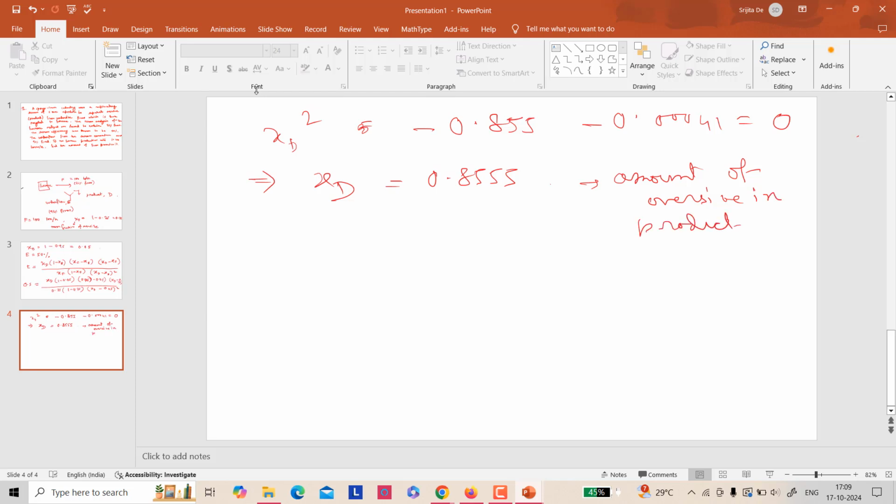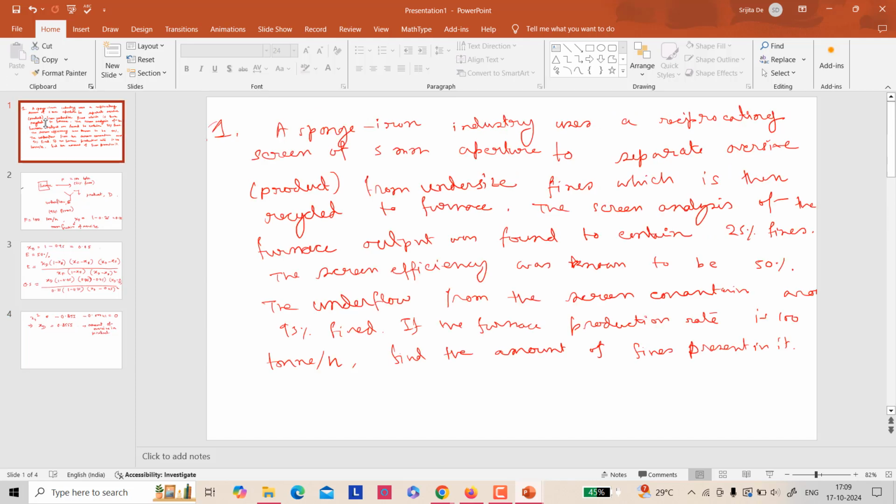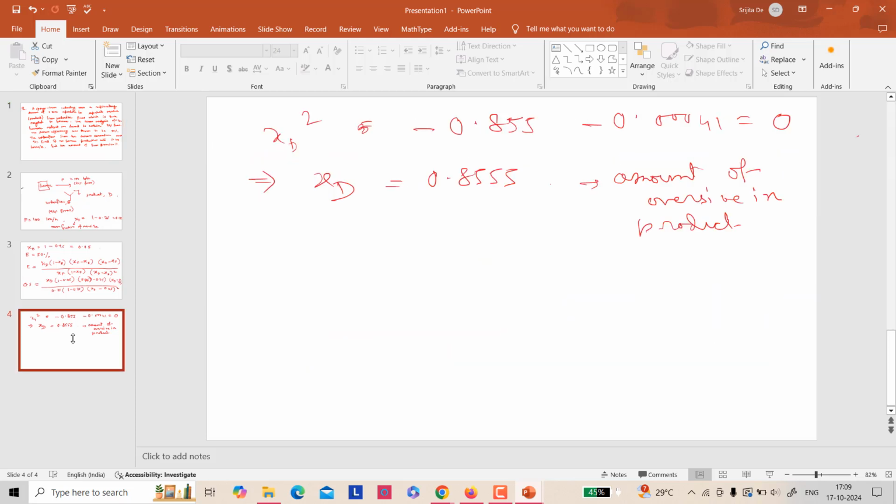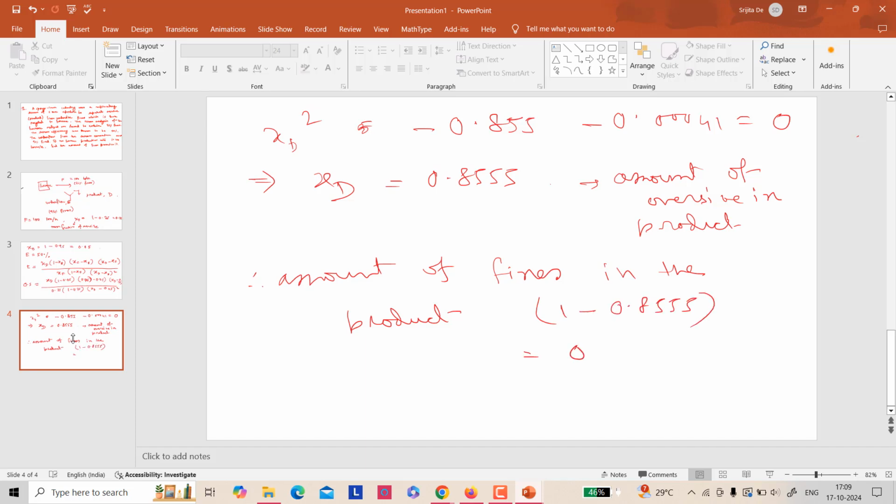But what is the question asked? The amount of fines present in the product. So obviously it will be the complement. The amount of fines in the product will be 1 minus 0.8555, which equals 0.1445, which equals 14.45%. This is your answer.